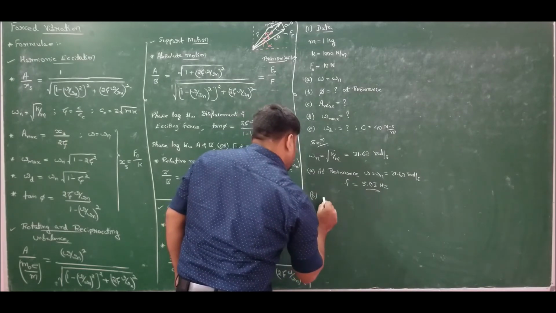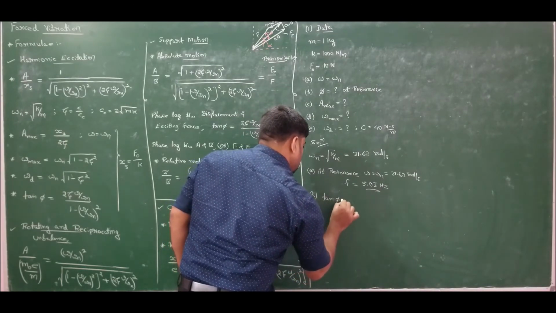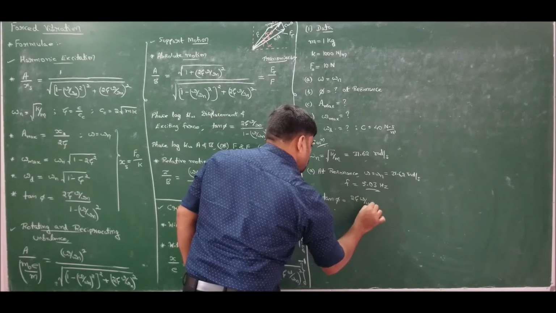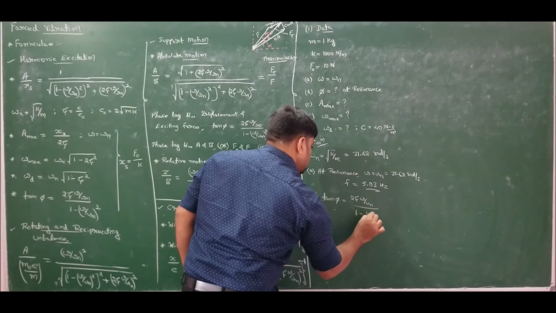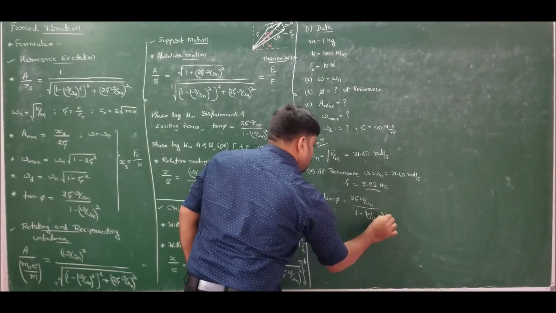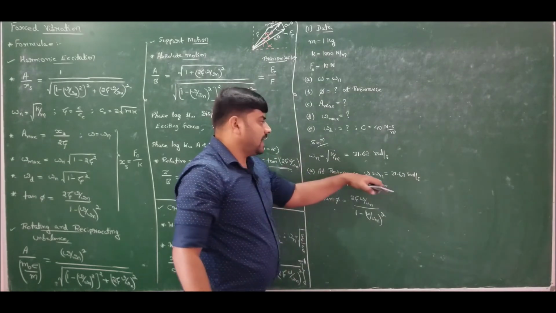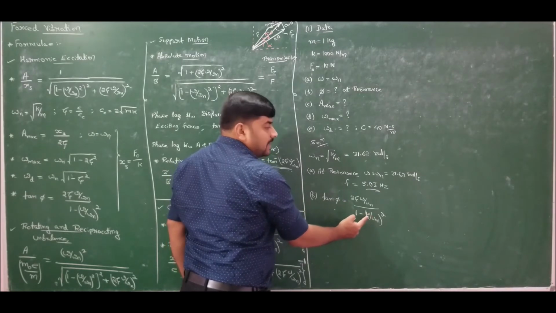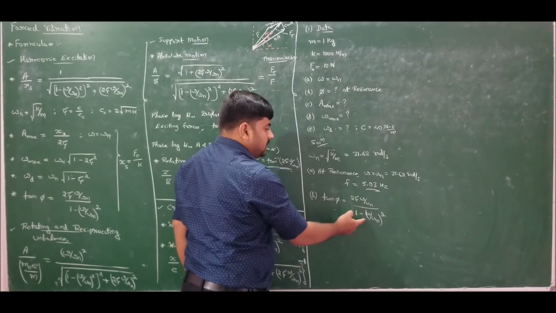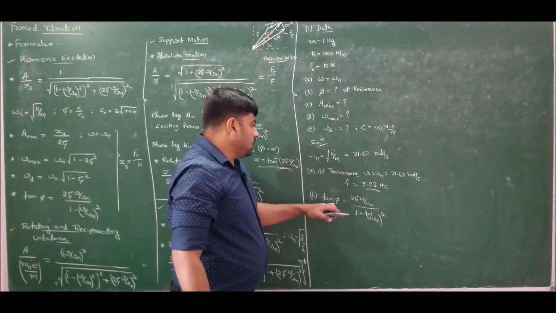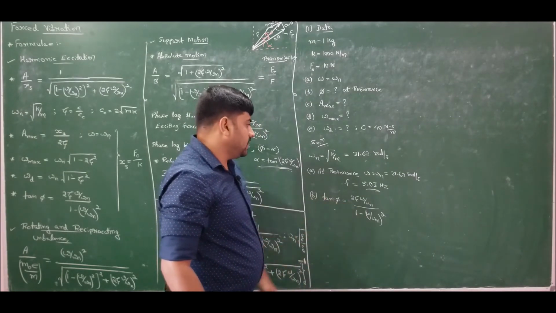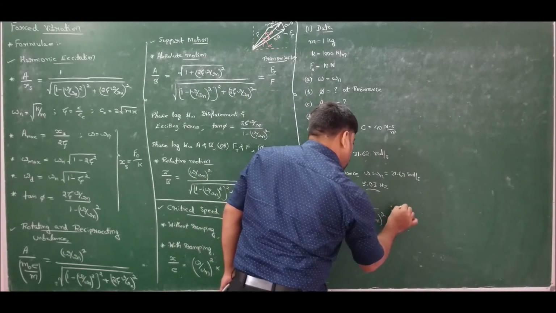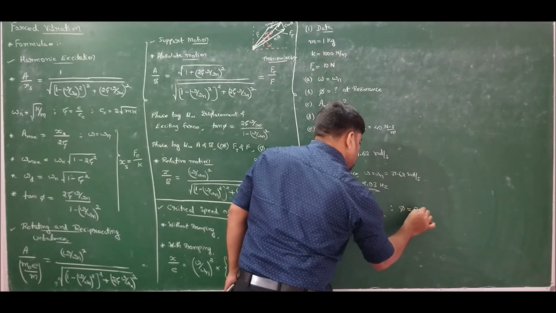Next, moving for second one, B, phase angle at resonance. We know that phase angle tan phi is given by 2 zeta omega by omega n divided by 1 minus omega by omega n whole square. At resonance, omega is equal to omega n. So if I put omega is equal to omega n, this will become 1. 1 minus 1 is 0. So therefore anything divided by 0 is infinity. So tan inverse of infinity will be 90 degrees. Correct? So therefore phi is equal to 90 degrees.